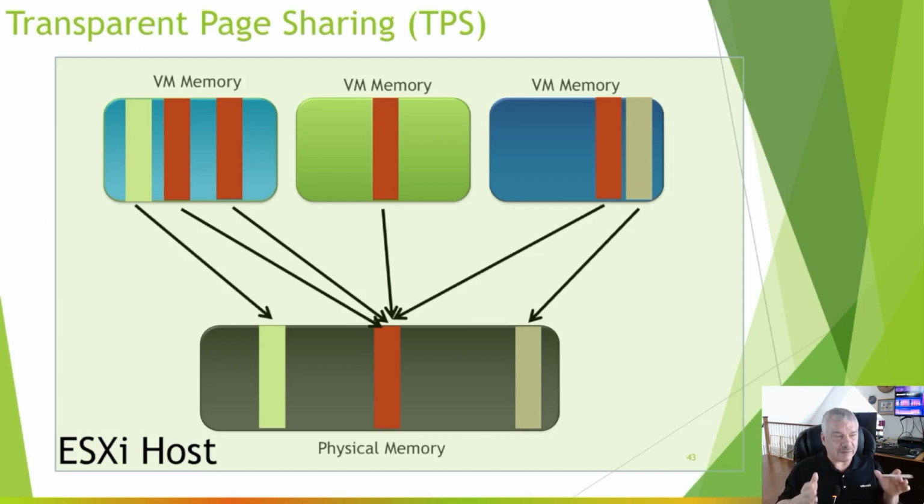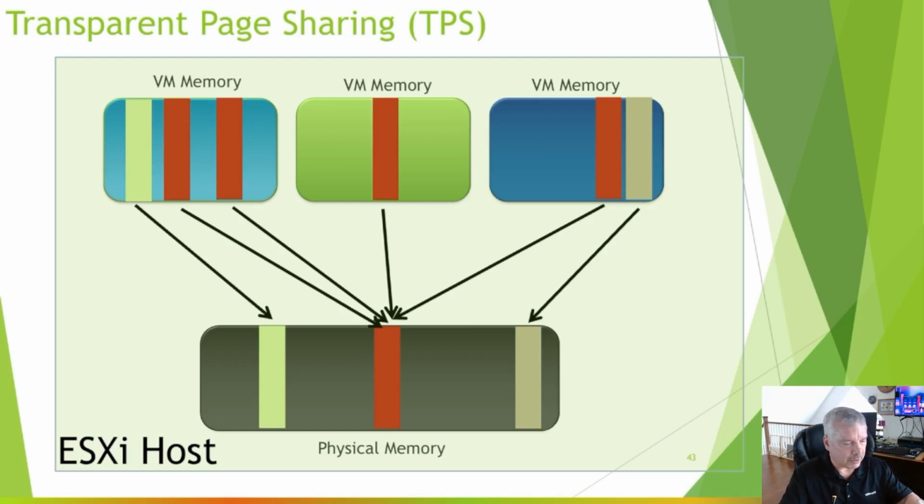I think it was even available in ESX 1.5, if I remember correctly, but I'm pretty darn sure it was also in 2.0. But anyways, this has been around for a very long time. Let me explain this and kind of what changed about 10 years ago, right? So this is memory deduplication.